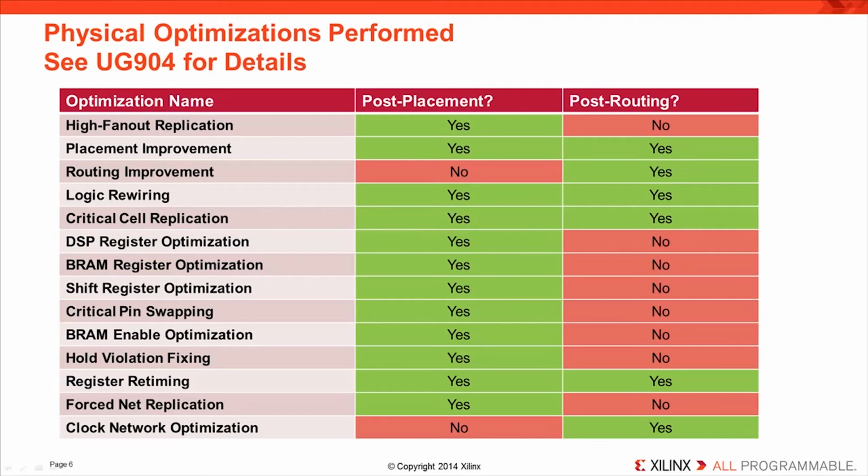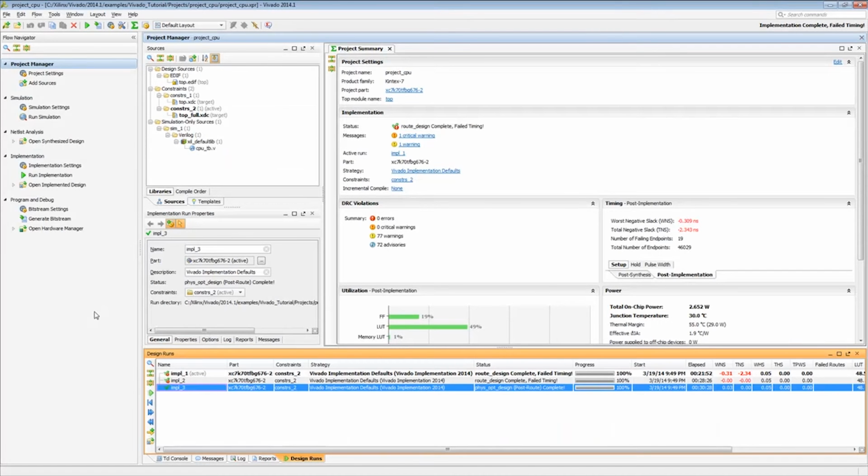Also note in this table there are two columns, one for post-placement and one for post-routing. PhysOpt actually operates in two different modes depending on whether the design is fully placed or fully routed. Not all optimizations are included in both modes, as optimization in one mode may not be suitable for the other. But this is subject to change and there is always a possibility of new optimizations coming online. Let's take a look at PhysOpt in Vivado.